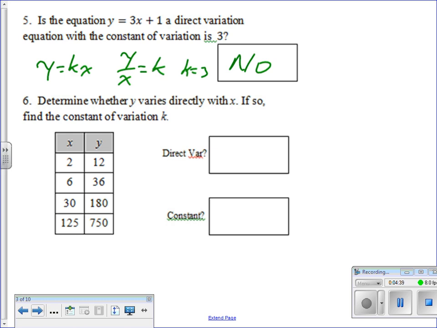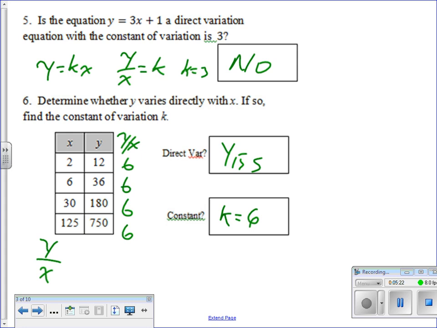Determine whether y varies directly with x. If so, find the constant of variation. So what you have to do is take y and divide it by x, and see if you get the same number each time. Is y divided by x the same each time? This is 6. This is 6. This is 6. And yeah, this is 6 as well. So, is it direct variation? Yes. What is my constant of variation? It's 6.